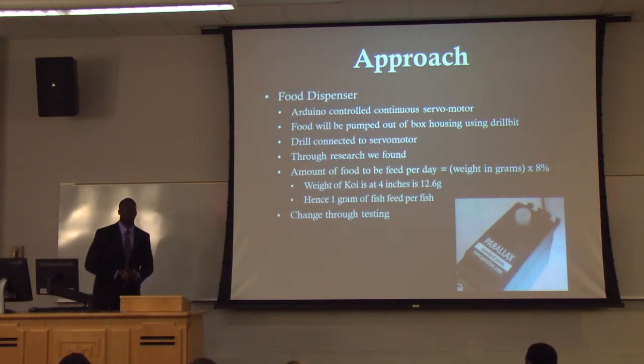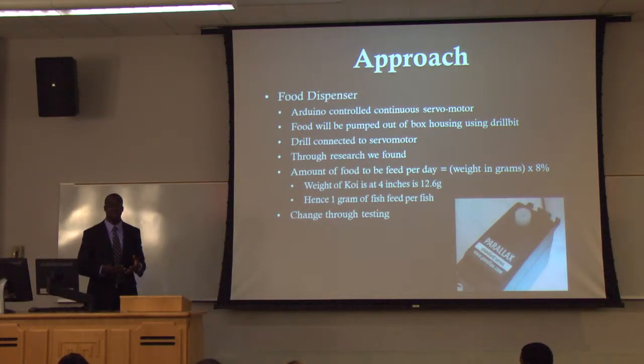So for the food dispenser, we plan on using a container with a drill bit through the container, pumping food out of the container through a period 3 times a day: once in the morning, once in the afternoon, once at night. An Arduino-controlled servo motor will control the drill bit to pump out the food as needed. We estimate that each fish needs to be fed 8% of their body weight a day. With the fish we're using, 4-inch koi fish, their weight is 12.6 grams. We estimate that our fish need to be fed 1 gram of feed per day.